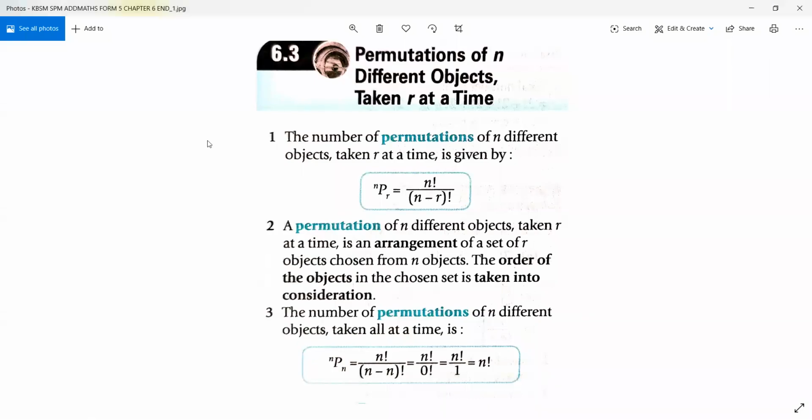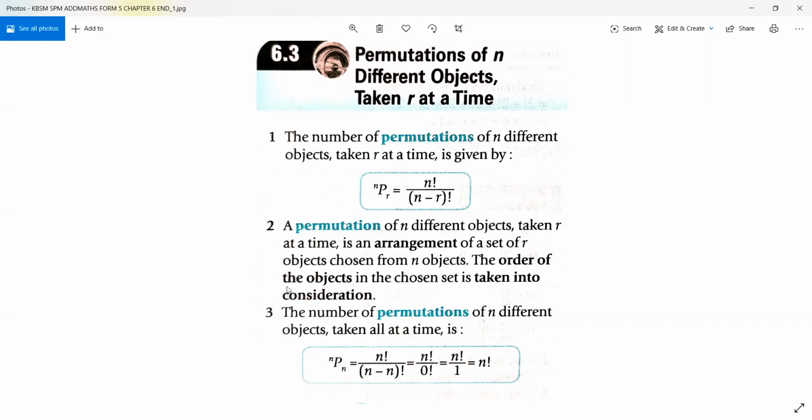Okay, so today we are going to continue with 6.3, permutations of n different objects taken r at a time. The number of permutations of n different objects taken r at a time is given by nPr, which equals n factorial over (n minus r) factorial. A permutation of n different objects taken r at a time is an arrangement of a set of r objects chosen from n objects.